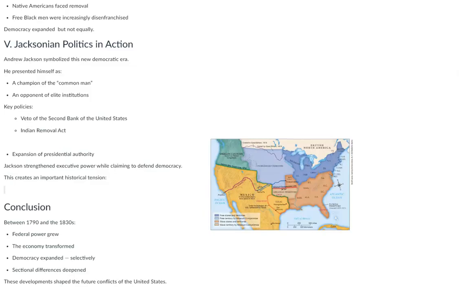So what you're going to see in these two chapters in this short time span is federal power growing, how the economy transforms. Our economy, whether you like it or not, the basis of our economy is because of Alexander Hamilton and what he does as a member of Washington's cabinet. You're going to see how democracy expanded for white men, but not for anyone else. Then you're also going to see sectional differences. And when we talk about sectional differences, we are talking about sections of the United States, primarily the northern section and the southern section. And a lot of times that is known as free versus slave sections.